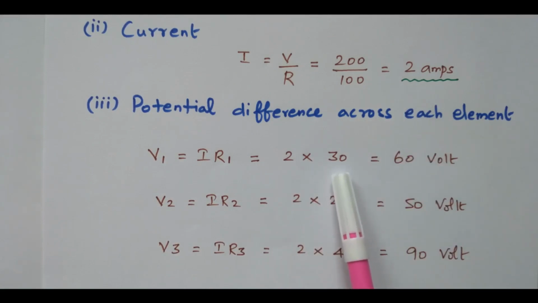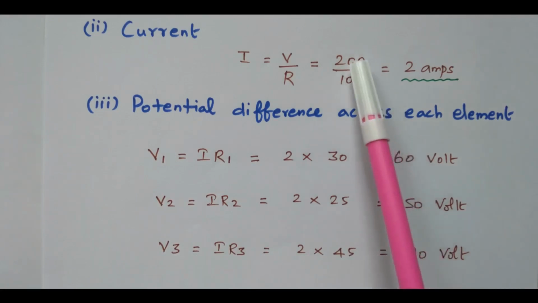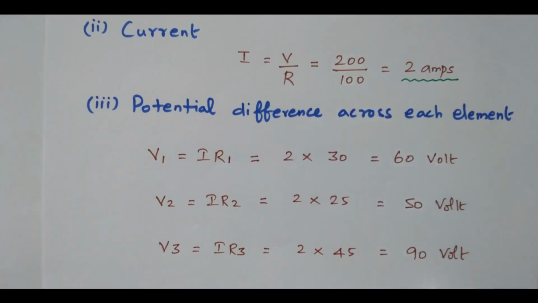R1 value is 30. 2 into 30, 60 volts. V2 equals I into R2. I is 2 ampere into R2 value 25, that is 50 volts. V3 equals I into R3. The I value is 2 ampere into 45, 90 volts. Right? So the potential drop across R1 is 60 volts, R2 is 50 volts, R3 is 90 volts. By adding all this, we got 200 volts, because 200 is the applied voltage. So the answer we calculated is correct.